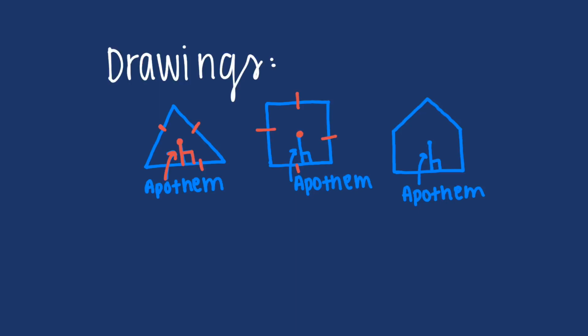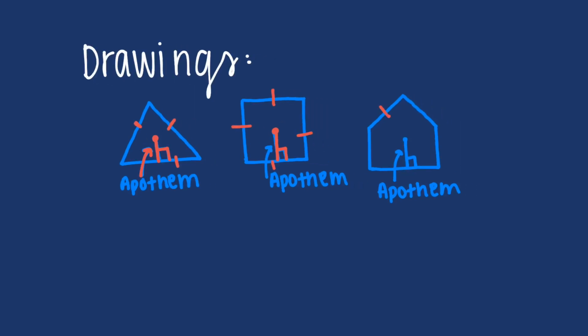We have the center. The line comes straight down, makes a 90-degree angle, and it's the apothem. And then finally you have a pentagon. It starts in the center, straight down, makes the right angle, and there's the apothem.